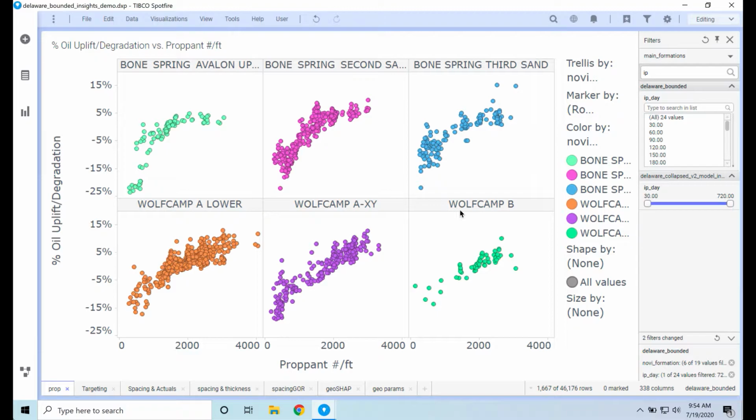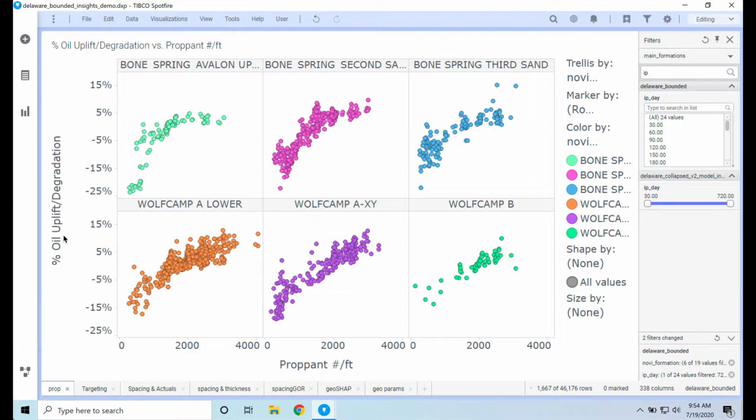Each of these little panels is broken out by the formation that the well was drilled in. So I have 6 of the more common ones in the Delaware Basin here. Everything I'm showing you here is out of the Delaware. Each dot is a well, so in this case we have 1,600 wells. These are the wells that are bounded on both sides using our spacing features. And then on the y-axis, we have the percent oil uplift or degradation.